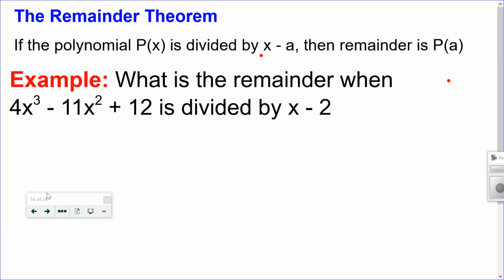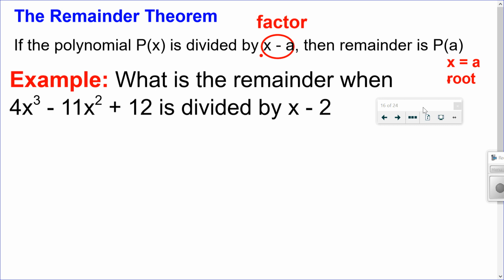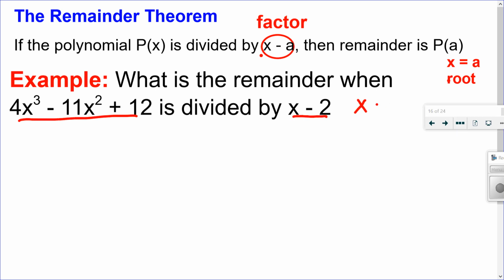So let's try that with this question here. Again, I'm going to take my factor and substitute in my root. So I want to know the remainder when this polynomial is divided by x minus 2. So x minus 2 is the factor, which means x equal to 2 is the root. So let's substitute that in. So 4 times 2 cubed minus 11 times 2 squared plus 12. And I want to work this out to see what happens.